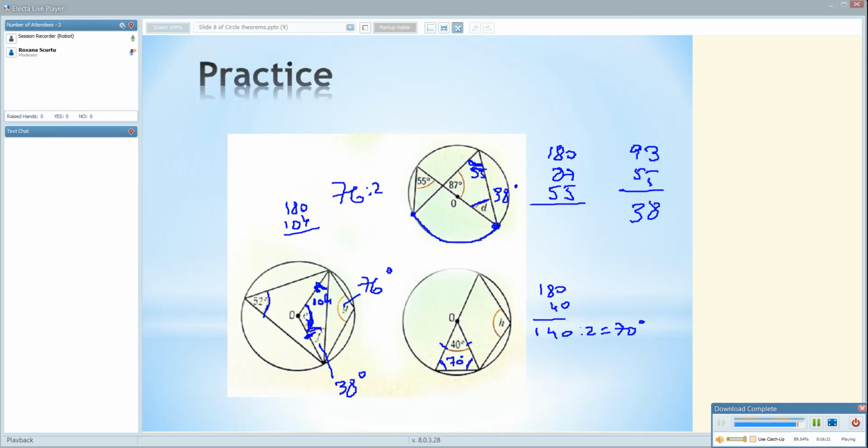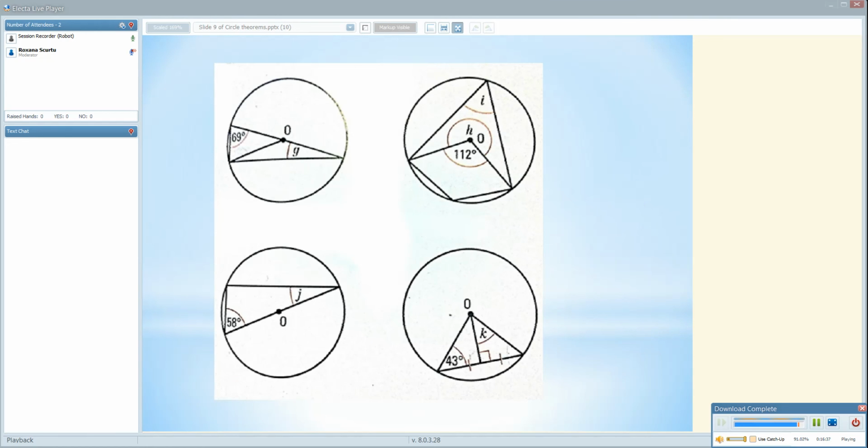Okay, if this is 70 degrees, the opposite angle in this quadrilateral is, yeah, this one. So that's going to be 180 minus 70, which is 110. Yeah, because these two add up to 180. Okay? And slide number 9.